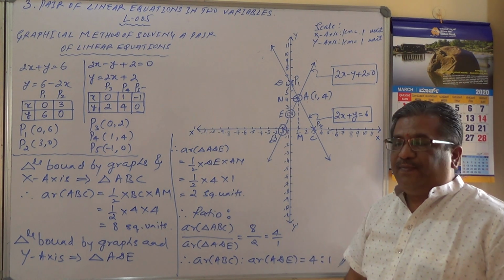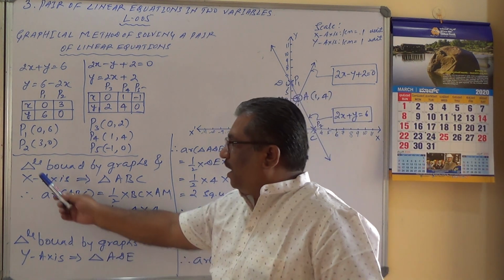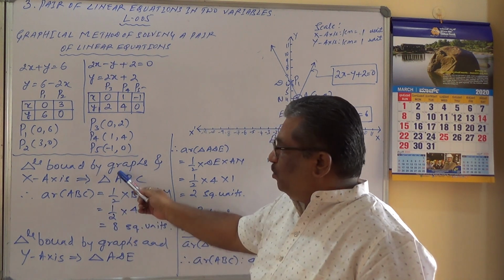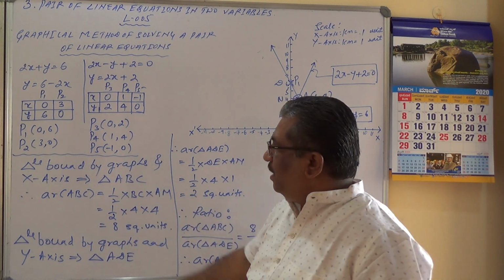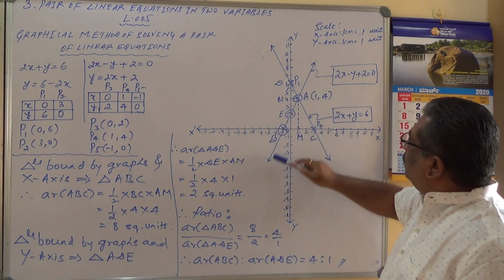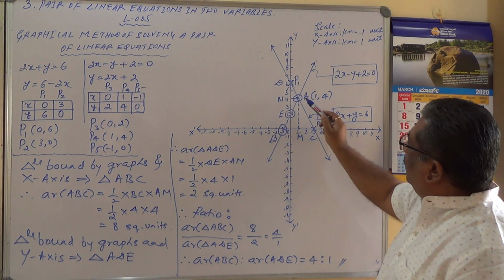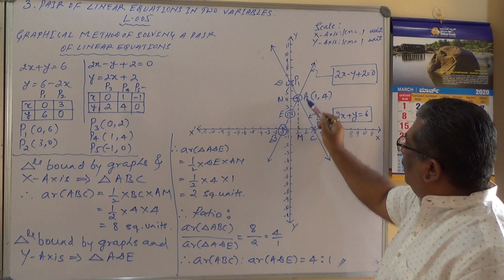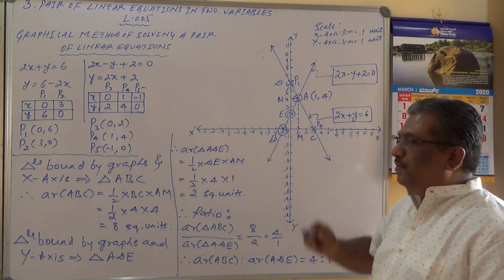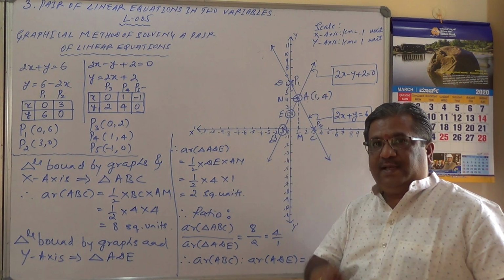Now, let us try to understand the triangles formed by these 2 lines and the x-axis and y-axis. The first triangle is the triangle bound by the 2 graphs, the 2 lines, and the x-axis. See here, these are the 2 lines and this is the x-axis. Therefore, ABC, this triangle is the triangle formed by the 2 lines and the x-axis. Is it clear?